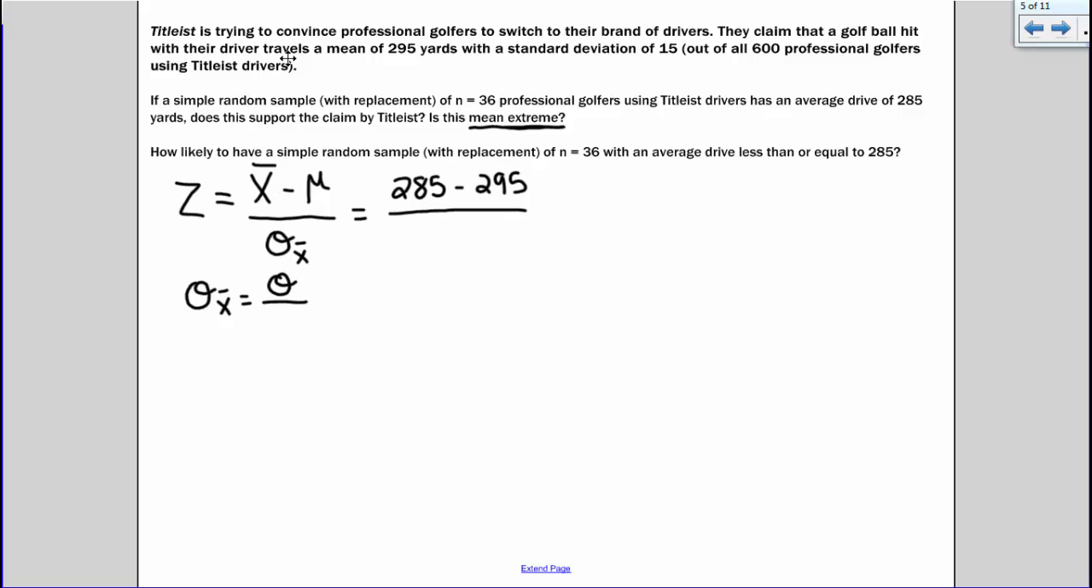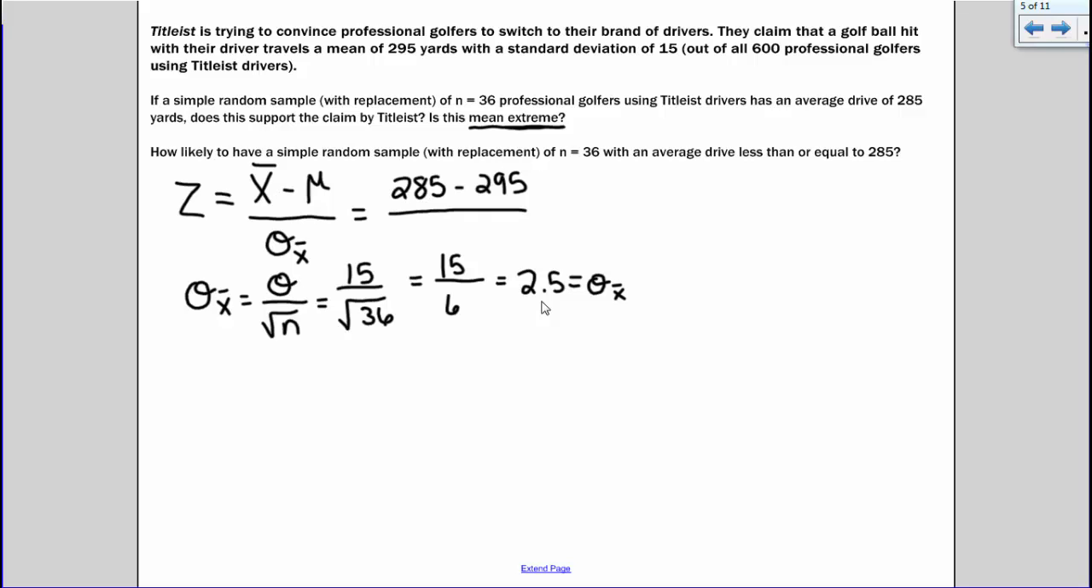So standard deviation divided by the square root of the sample size. My standard deviation is 15, and my sample size was 36 professional golfers. So this becomes 15 divided by the square root of 36, which is 6. And 15 divided by 6 gives you 2.5. So we would expect, with any given sample of 36 golfers, their sample mean to be off by about 2.5 points just due to random sampling error, just due to chance.